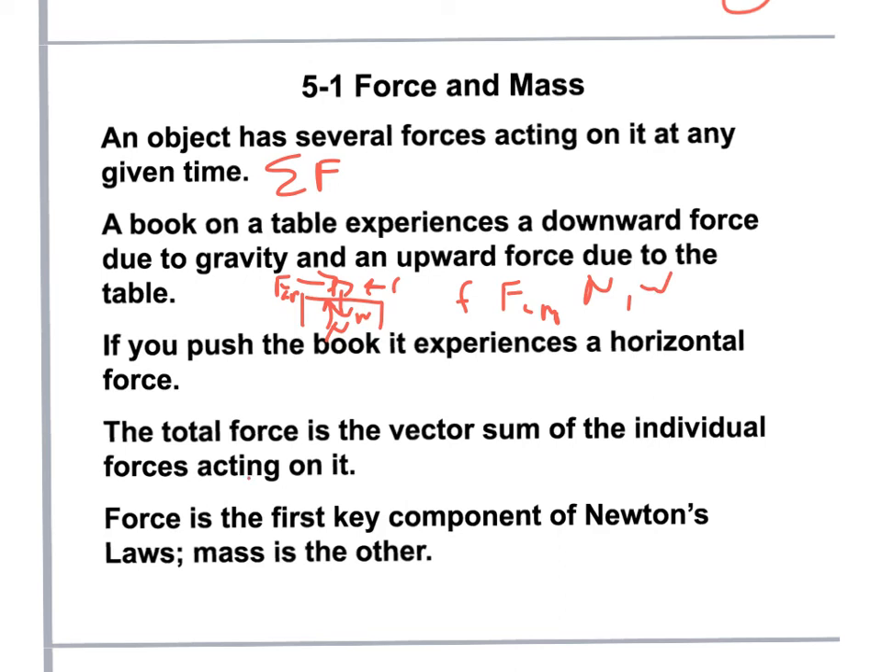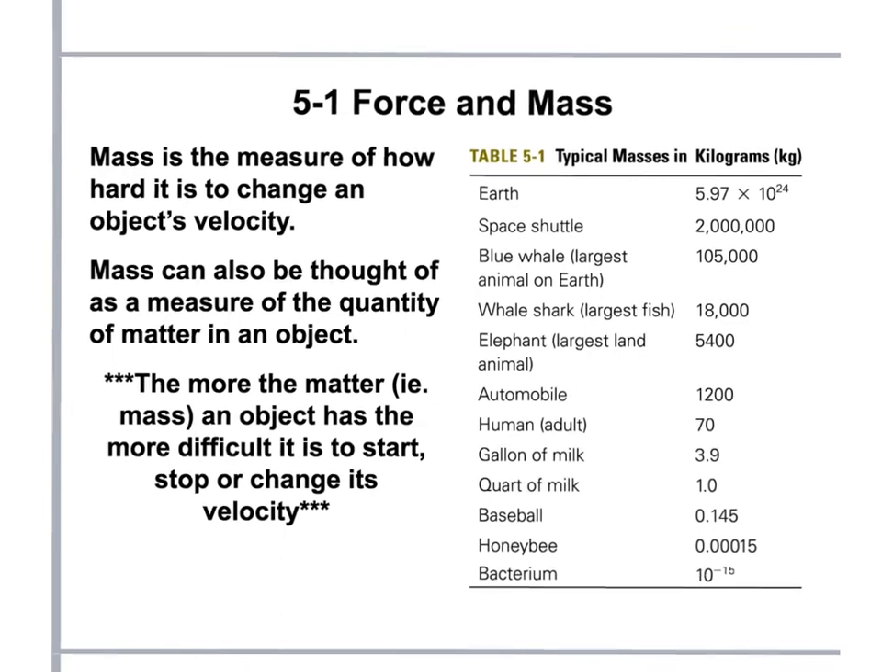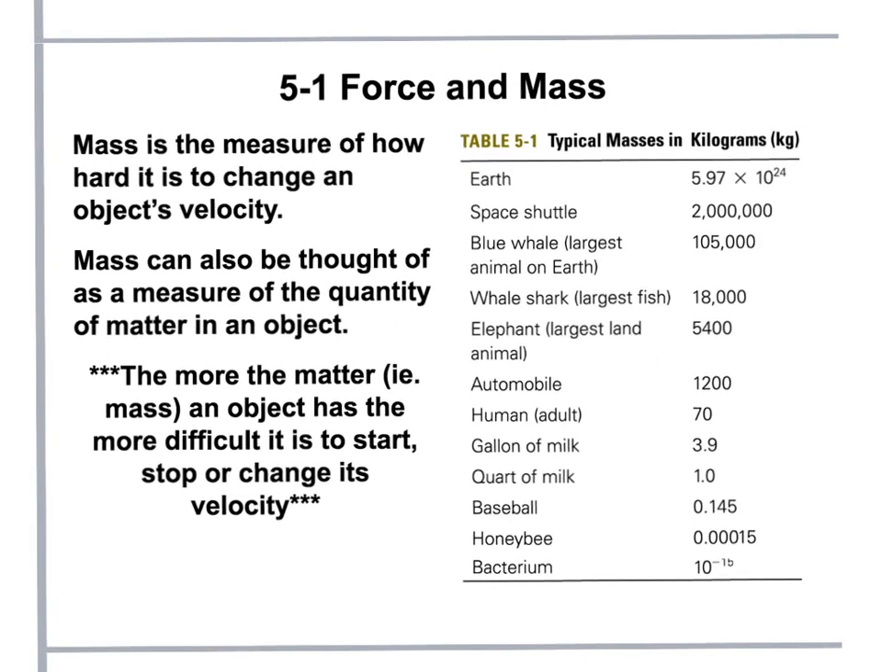And that total force, again, is the vector sum of the individual forces acting on it. A very important concept with force is that it's the first key component of Newton's laws. So all of Newton's laws are talking about force, and then what happens as a result of that force being applied. So the total force is the first key component of Newton's laws, and then mass is the other. So mass is your object. So here's force and mass. Mass is a measure of how hard it is to change an object's velocity.